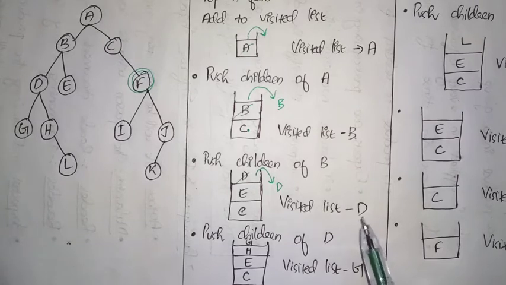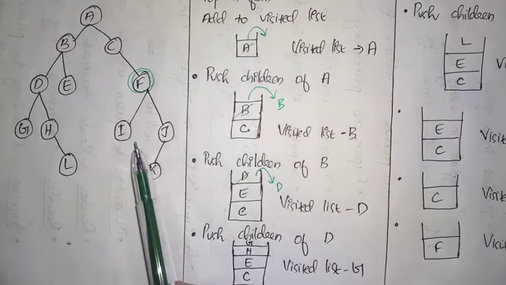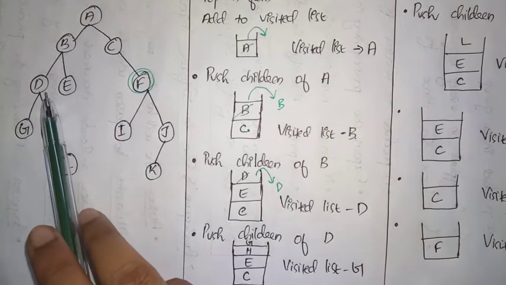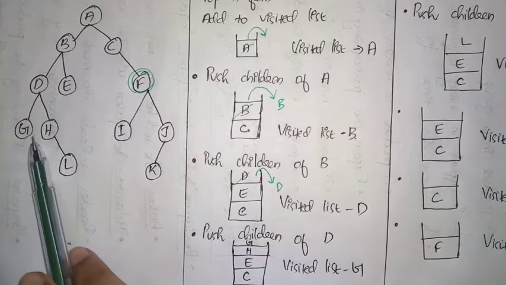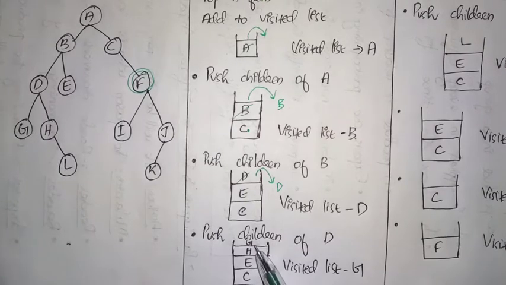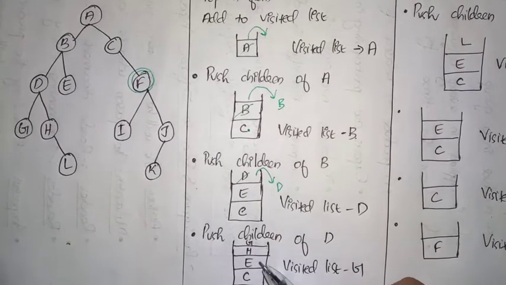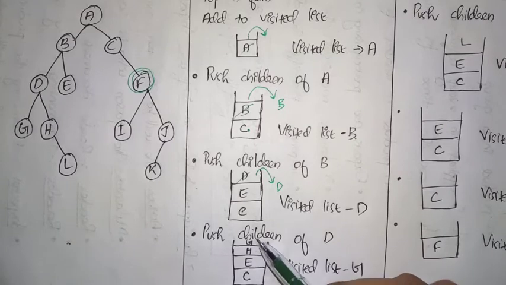So we have to again proceed with the same steps. Now we look into this particular tree to see whether D has any children. Yes, D has two children, G and H. Now we will push G and H onto the top of the stack. So here G and H are pushed onto the top of the stack.